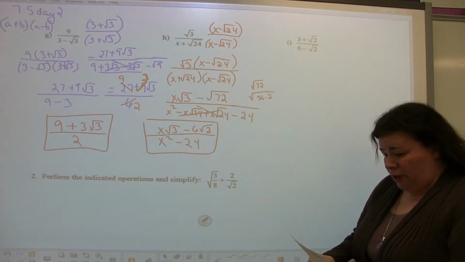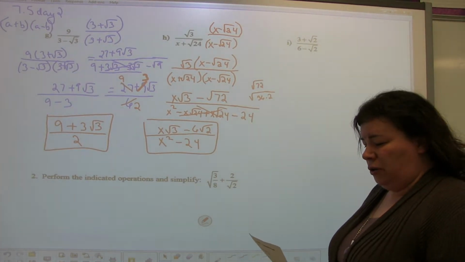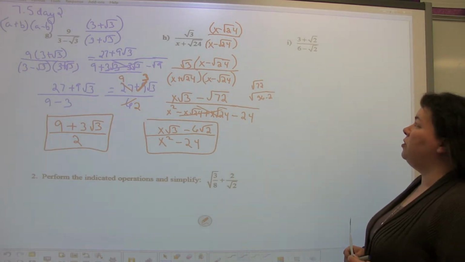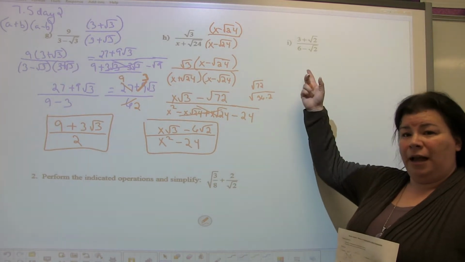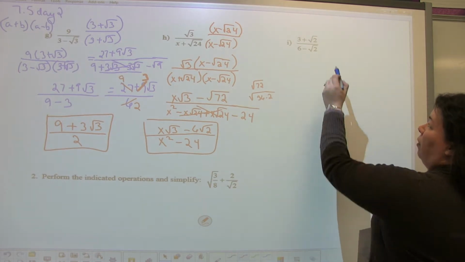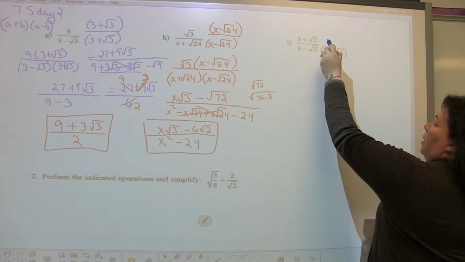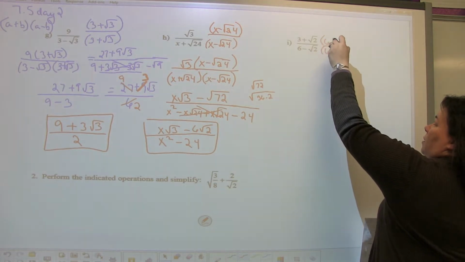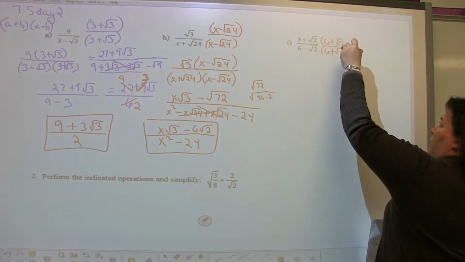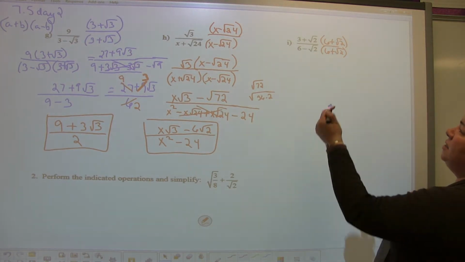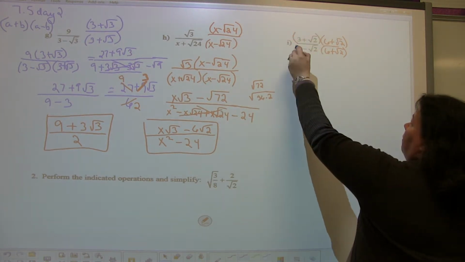For I, we have 3 plus the square root of 2 divided by 6 minus the square root of 2. So if we multiply by the conjugate of the denominator, we're going to multiply by 6 plus the square root of 2. And again, what you do to the bottom, the denominator, you have to do to the numerator as well.